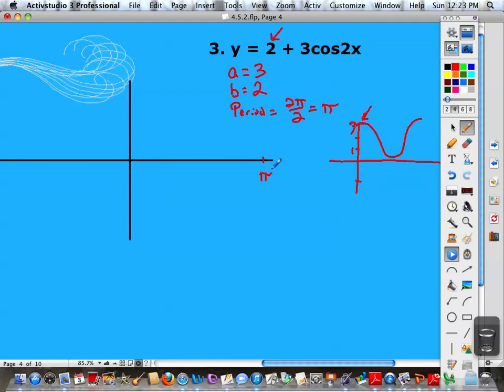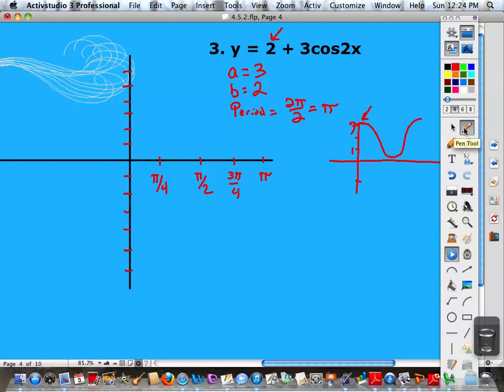So I need my key points. I need my halfway, which would be pi over 2. This one works out nicely. I need the middle of the first half, which is pi over 4, and the middle of the second half, which is going to be 3 pi over 4. And we're going to go 1, 2, 3, 4, 5. Let's just go up to 6. That way, stretch out that way.